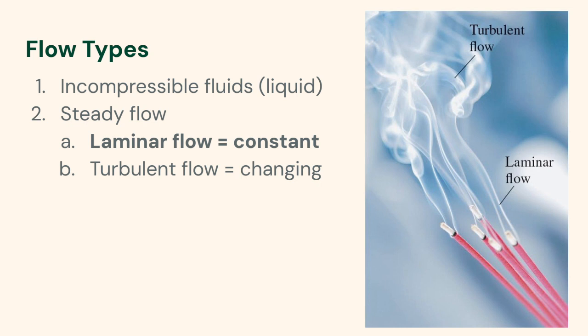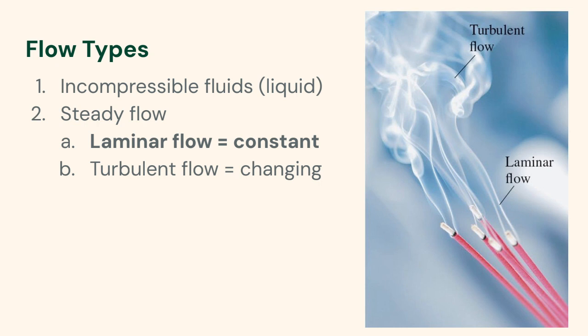So you can see that here in this particular image. We've got some incense burning, is what that looks like. Why the textbook chose this image, I don't know. But you've got laminar flow right here, right off the top of those, where it's got a nice, smooth shape. That's more chaotic up here.